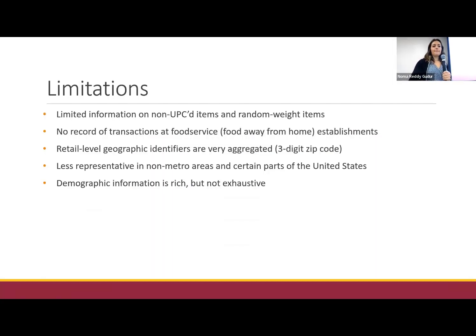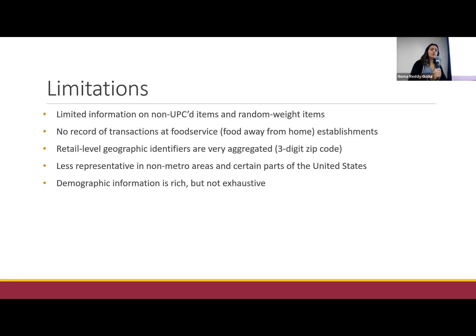Okay. So a few limitations about the data before I go into the applications is that we do have limited information on non-UPC items and random weight items. It turns out that it really underreports fruit and vegetable purchases. We don't have any record of transactions at food service establishments. And households do purchase food, 50% of their food budget goes to food service. So we're just getting these food at home behaviors.